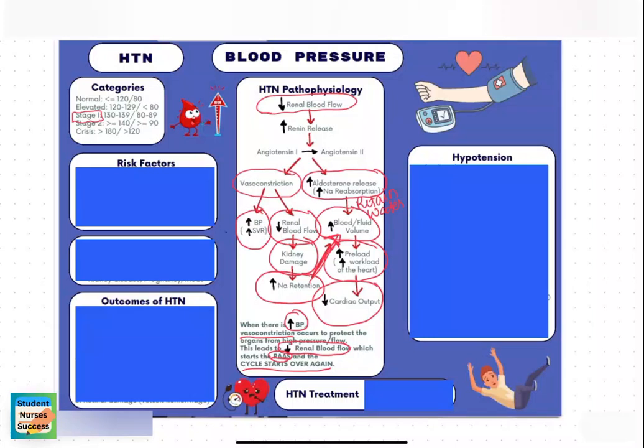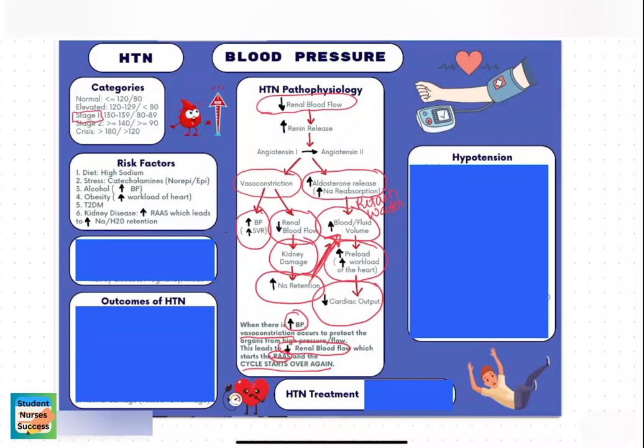Now, we usually take several measurements of blood pressure before we categorize and say you have high blood pressure. So you may take 3 or 4 separate blood pressures at different times of the day. It's normal for people to have elevated blood pressure here and there, depending on what's going on. But a sustained elevation over time is really how we categorize high blood pressure.